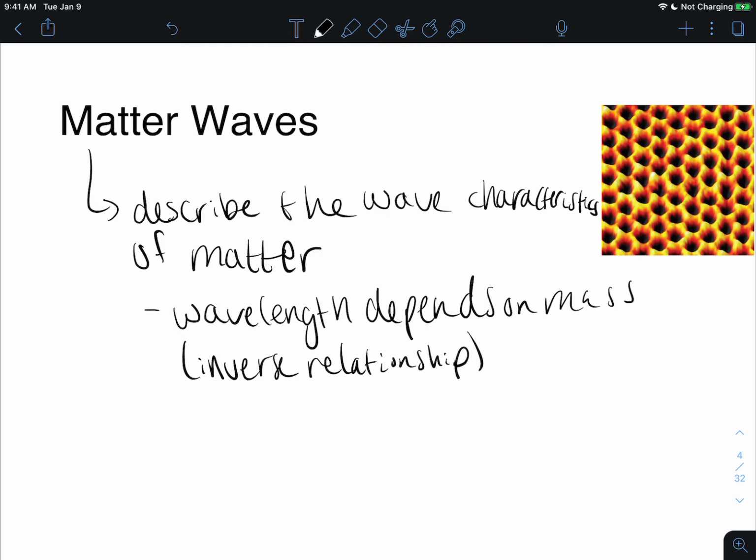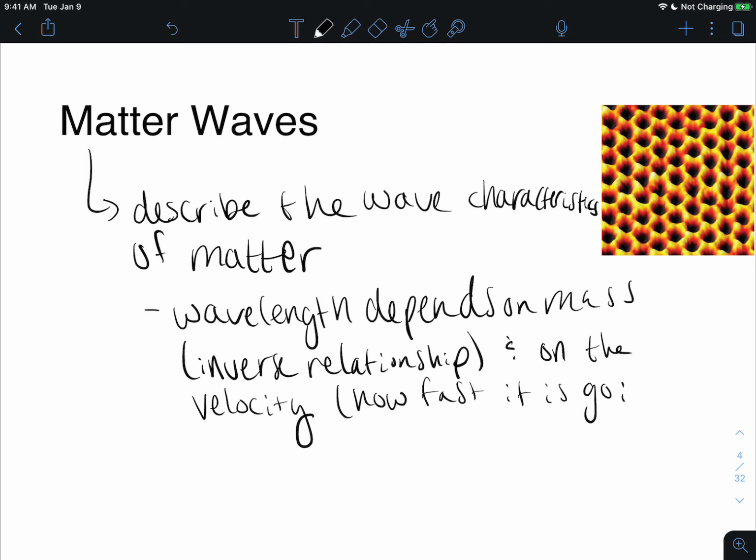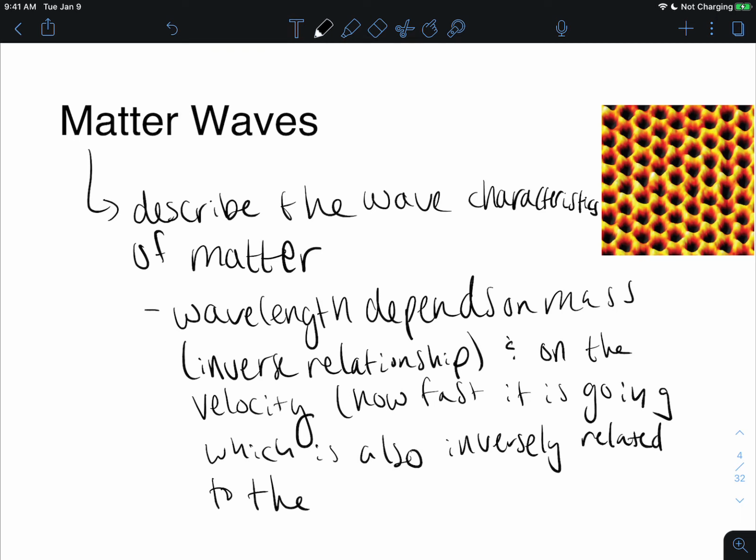So something large would have a very small wavelength. And on velocity, right, so how fast it's going, which is also inversely related to the wavelength.